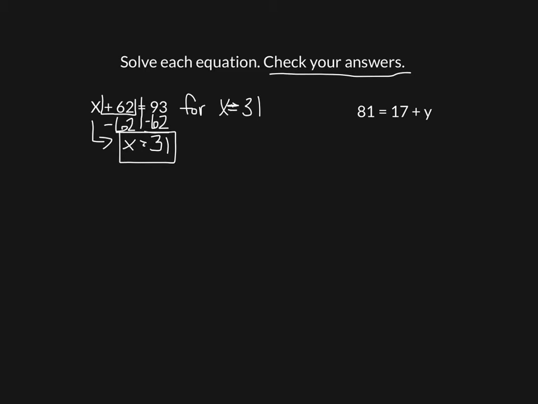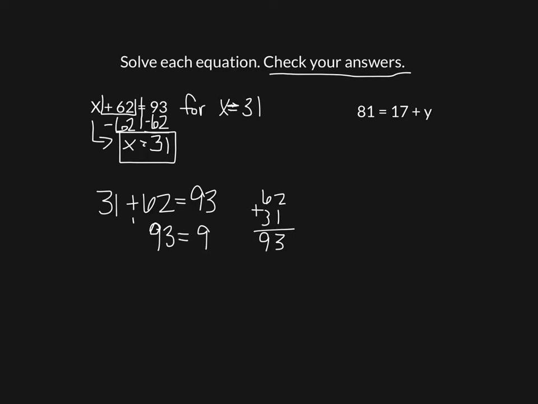So instead of an x, I'm going to put 31 plus 62 equals 93. Then I'm going to actually do the math. Okay, I could do it off to the side. 62 plus 31: 2 plus 1 is 3, 6 plus 3 is 9, and I would get 93 equals 93. And I'm going to put a little check mark by it to show that I checked my work.